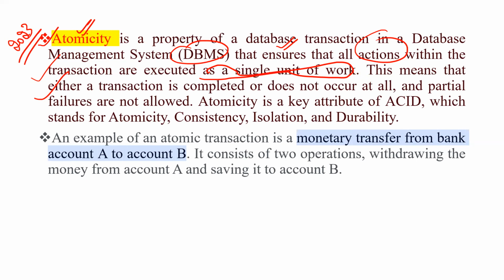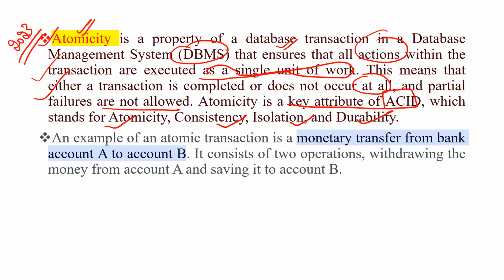So this means that either a transaction is completed or does not occur at all, and partial failures are not allowed. Atomicity is a key attribute of ACID. This is the full form of ACID, which stands for atomicity, consistency, isolation, and durability. Clear? This much explanation is enough. We are not required to go deeper for the examination, but I will try to explain the points whenever required.